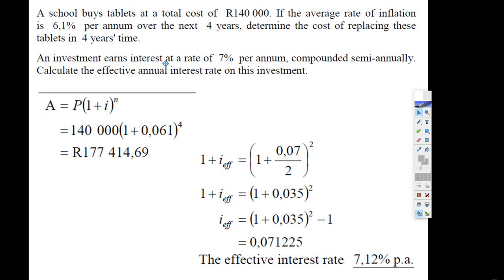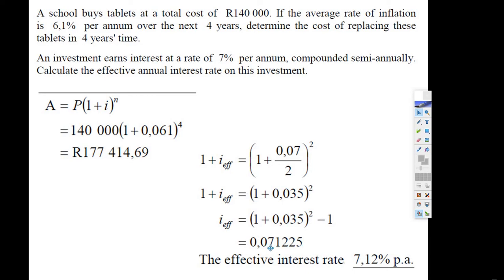Then the next question says, an investment earns 7% per annum, but it's compounded semi-annually. What's the effective annual interest rate? And all you do is figure out 1 year's worth of interest. So you go 1 plus 0.07 divided by 2, squared, on your calculator. And you'll get a number, take away 1 from it, and you'll get this number. So you don't have to do all this. All you have to do is take 1 year of interest and take away 1, and you'll be looking at the effective interest rate.